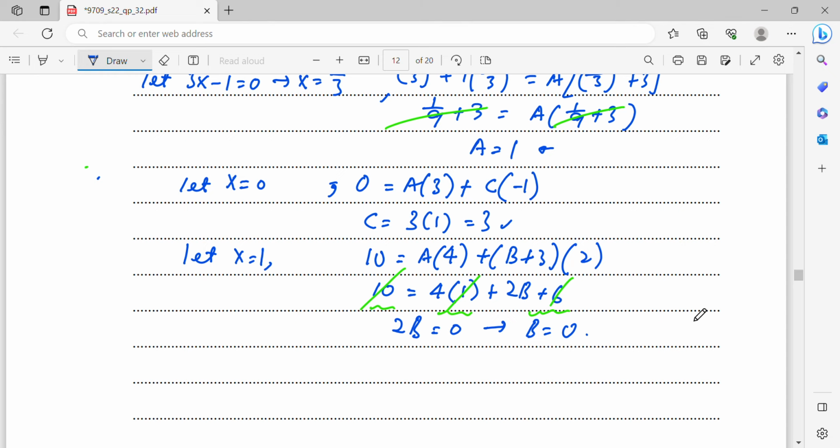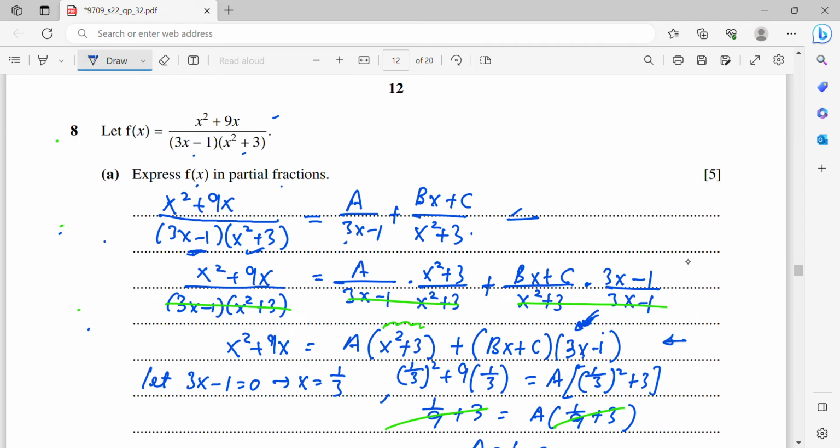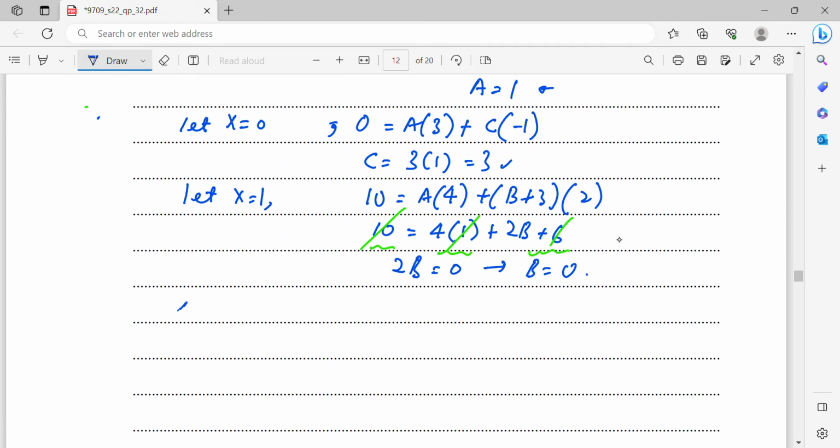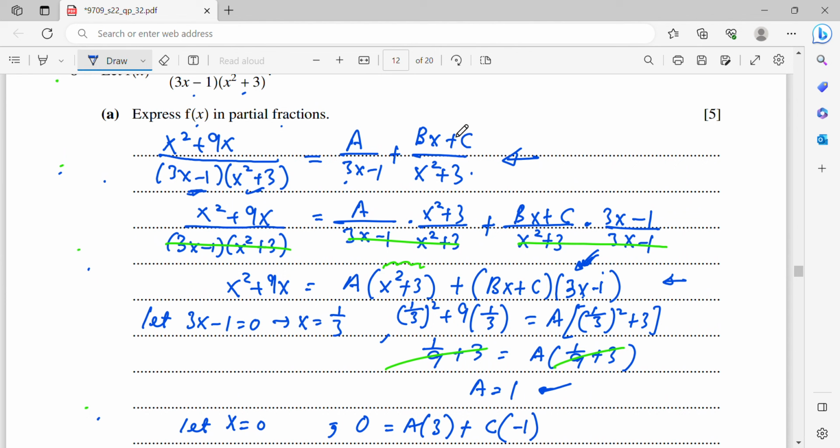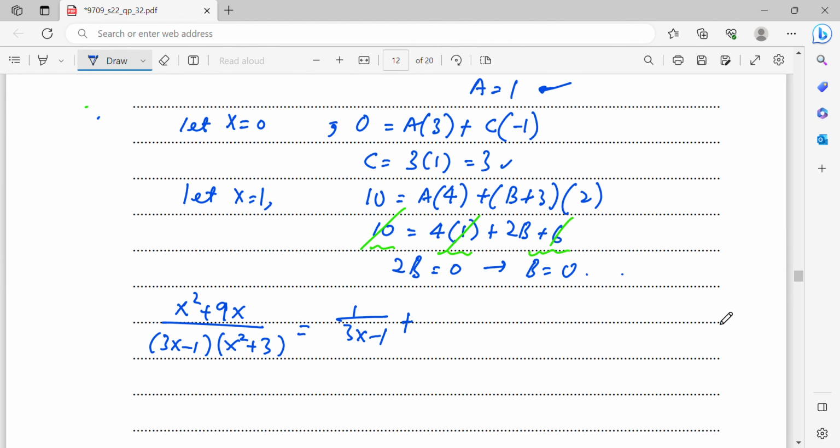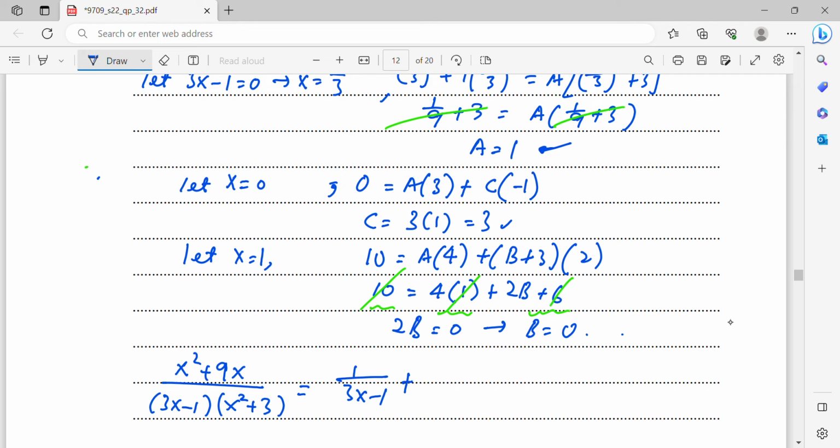So once you have found the a, b, c, basically you just need to substitute back into this general form. I will write x squared plus 9x over 3x minus 1 multiplied with x squared plus 3 equals a over the first factor. My a is 1 here. So 1 over 3x minus 1 plus, okay, remember our general form bx plus c. So now my b is 0, so it means that 0x, no need to write. Just write plus c. The c is 3. So 3 over x squared plus 3. So that's all for the partial fractions.